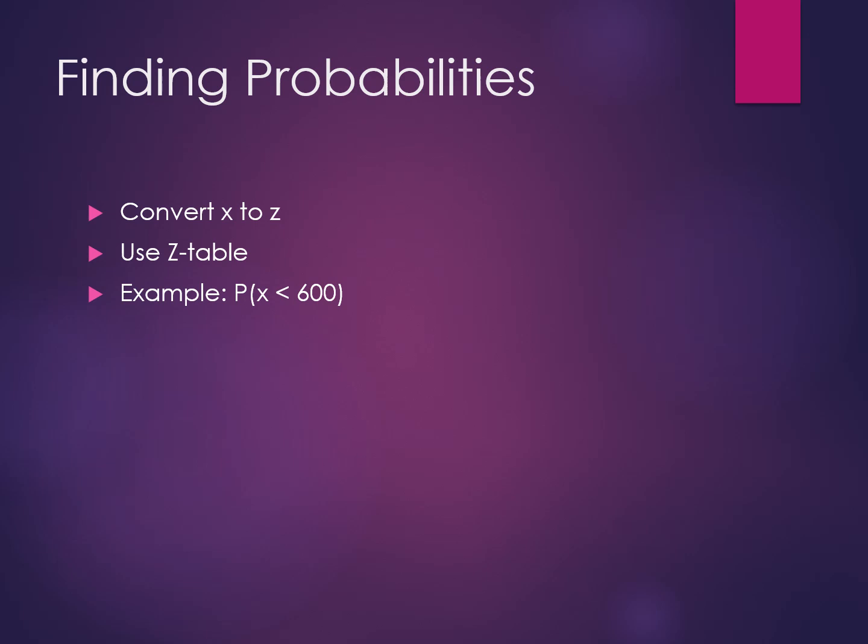Finding probabilities. We usually change x values into z values. After that, we use the standard normal table. For example, we can find the probability that a student scores less than average or more than average.